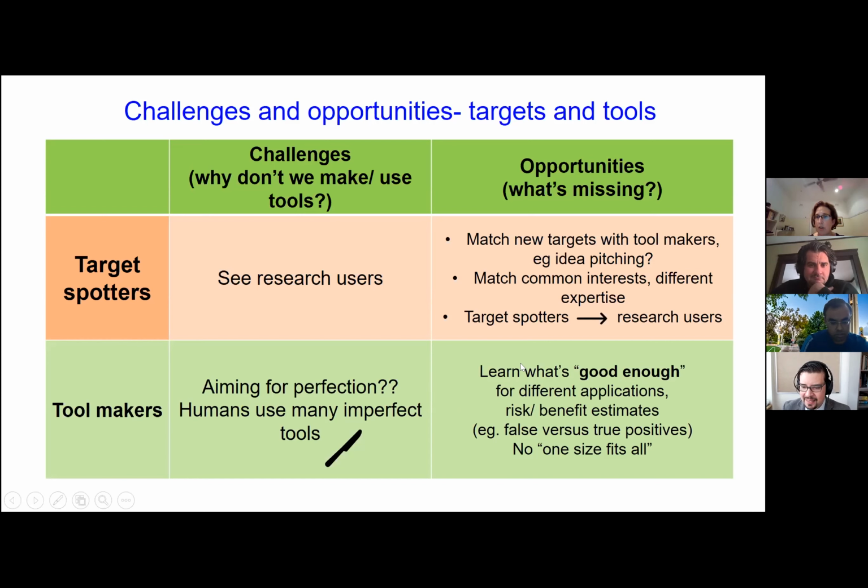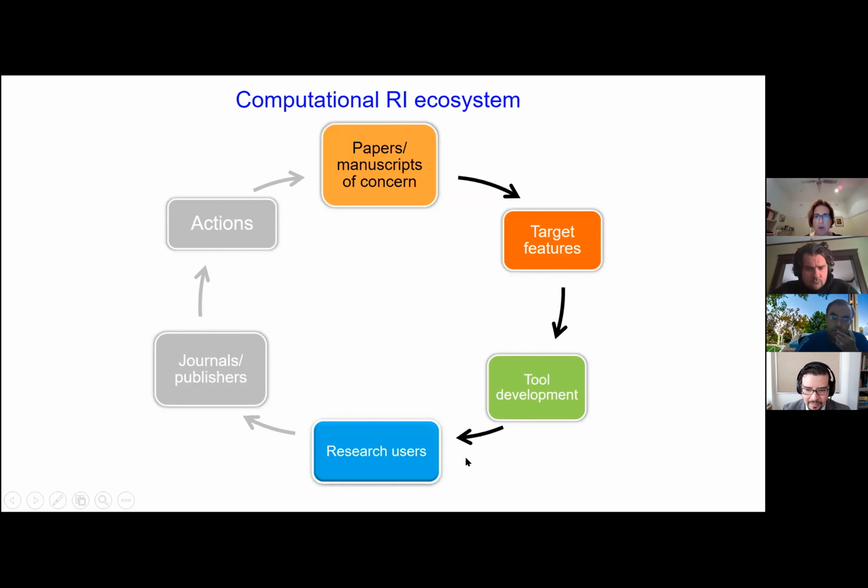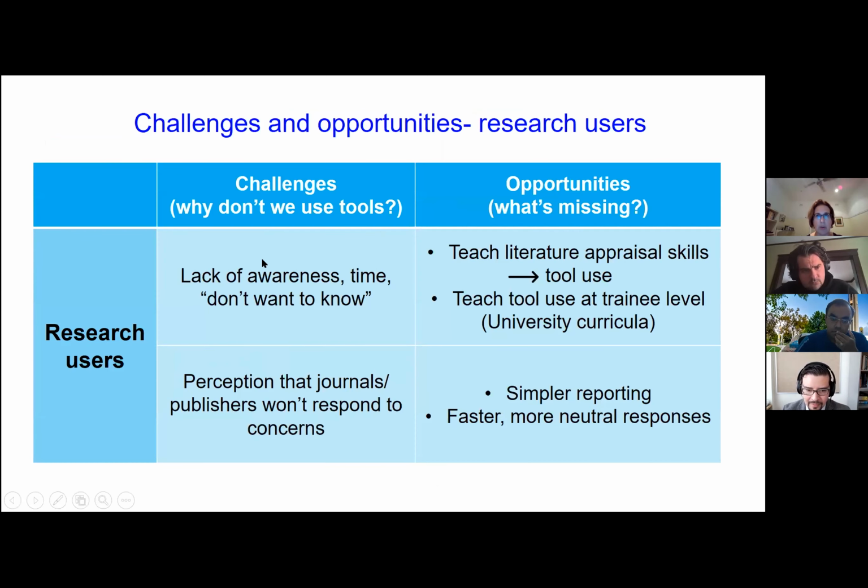I think there's an opportunity to learn what's good enough for different applications, recognising that that's not a one-size-fits-all proposition. We need to consider risk-benefit estimates, particularly around the value of false versus true positives, and those values will differ according to application. So now I'm going to talk about the research users of tools.